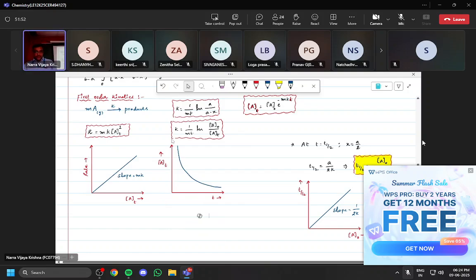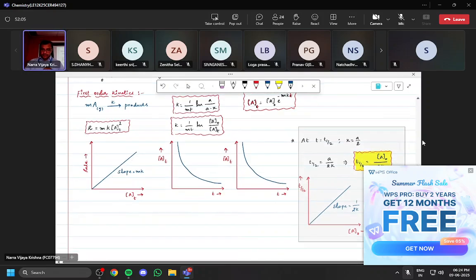Now, instead, if I want to plot another graph, observe, I am trying to plot another graph. For our convenience, I am trying to plot one more graph.